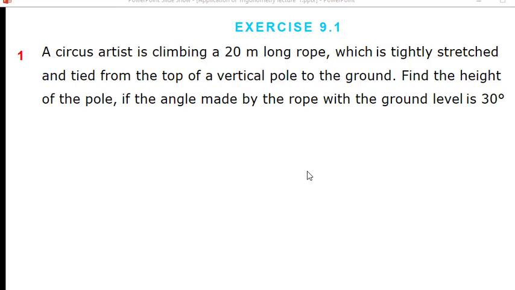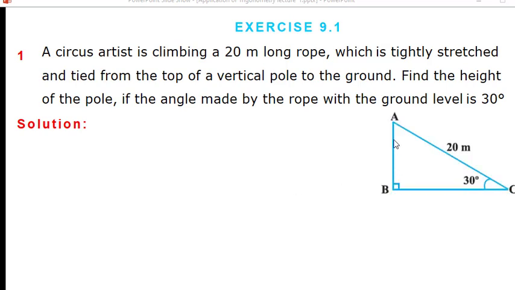So there should be a vertical pole. So you draw a vertical pole. Then you draw a rope, which is definitely inclined at some angle. So go further in the problem. Find the height of the pole if the angle made by the rope with the ground level is 30 degree. So angle made by the rope with the ground level is given 30 degree. So first we will draw the diagram.